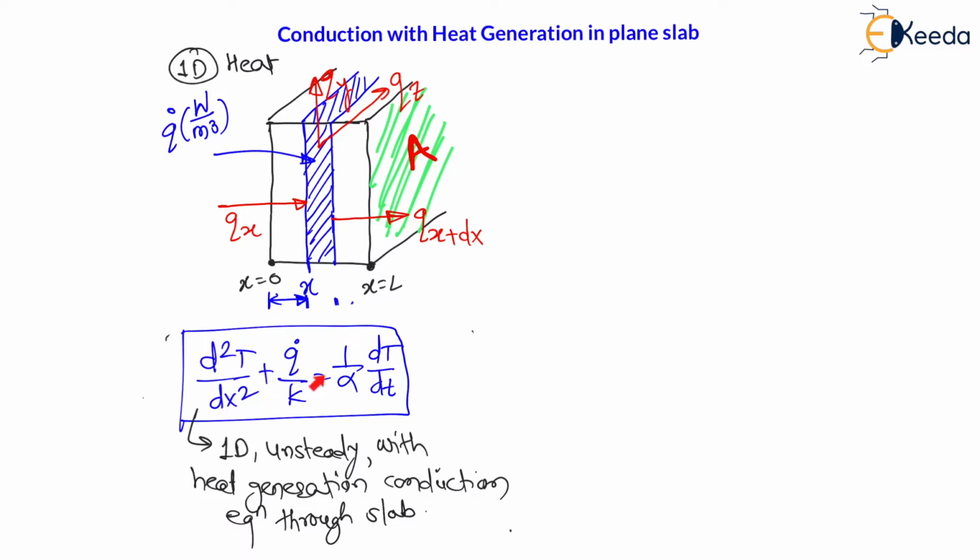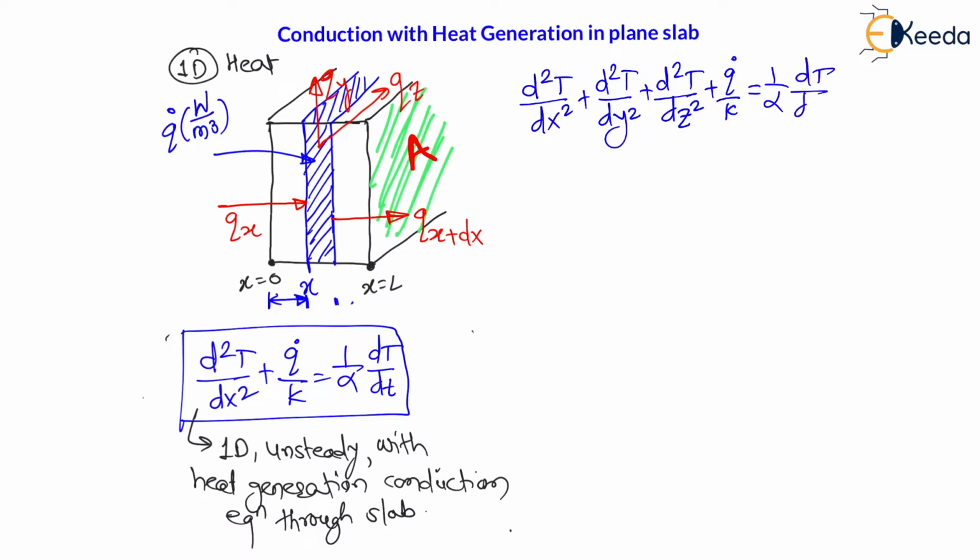So same equation we will compose for the 3D. Therefore, for 3D, the equation will become d2T divided by dx square plus d2T divided by dy square plus d2T divided by dz square plus q dot by k is equal to 1 upon alpha dT/dt.